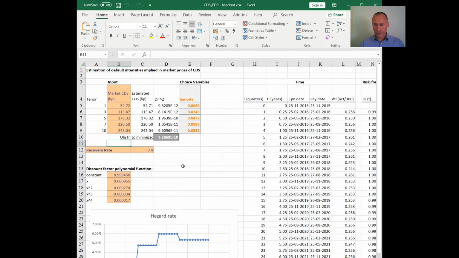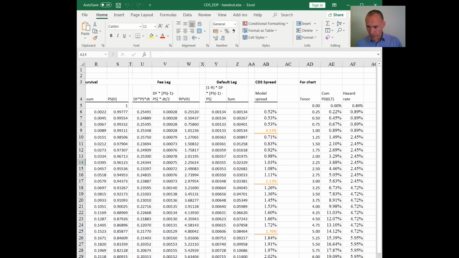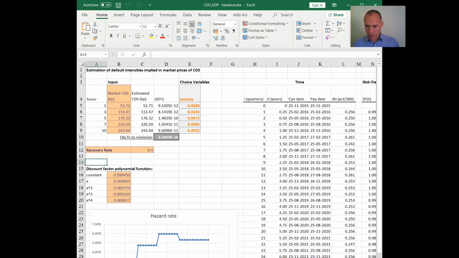Okay, so now let's estimate the default rates or the hazard rates. Okay, so this is a big sheet. It does not fit all in here, so let me give you the overview of what's going on here, and then you can look at the details on your own.